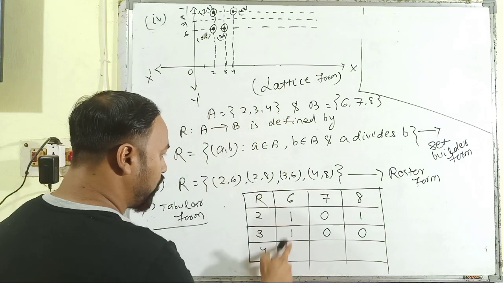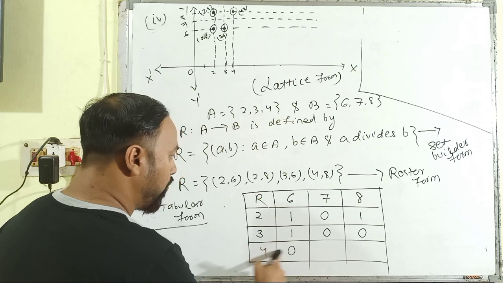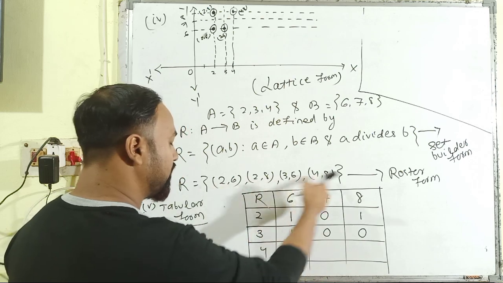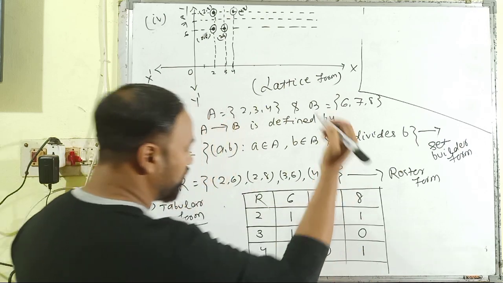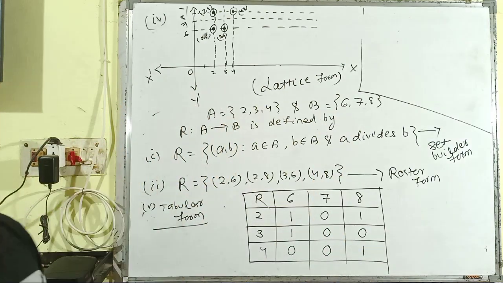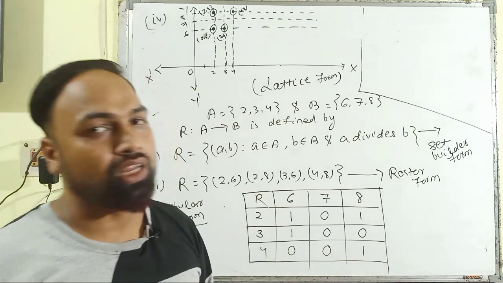4, 6 is 0. 4, 7 is not there in the relation, so it is 0. But 4, 8 is there, so 4, 8 is 1. So this is the tabular form, or representation of a relation in the tabular form.